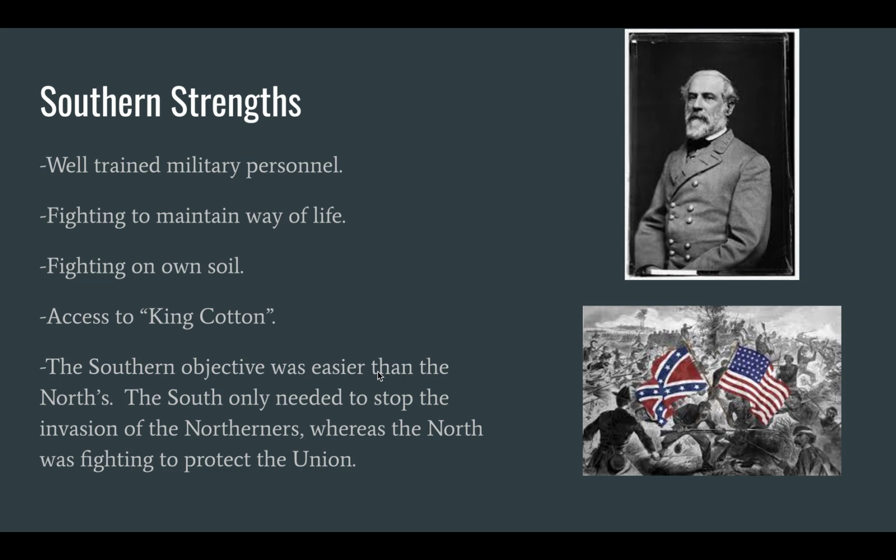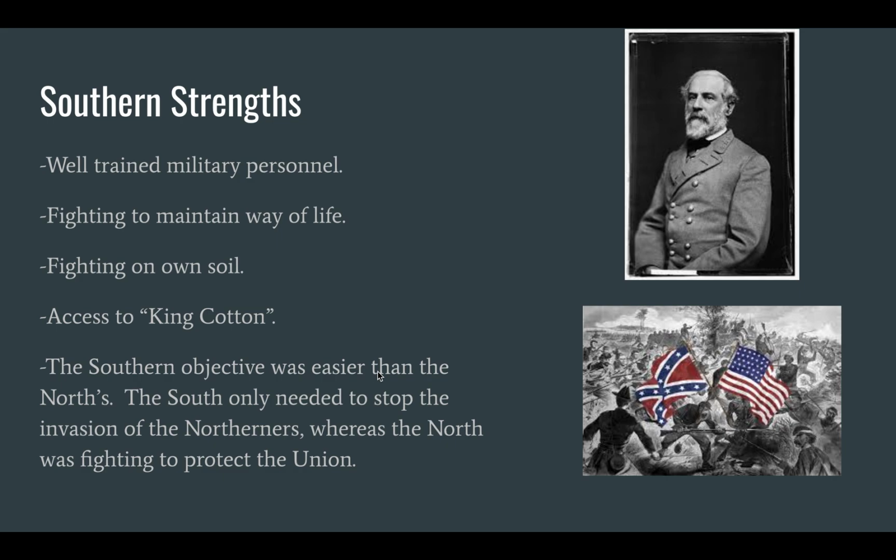The South was also fighting to maintain its way of life. They wanted to continue being able to do what they have been allowed to do since the country had been created. They didn't like that people who didn't even live near them were telling them what they could and couldn't do. They were also fighting on their own soil. And when you're protecting your own turf, your own territory, you have a little more to fight for.